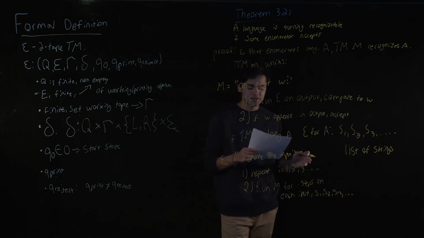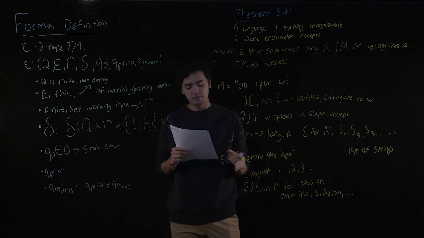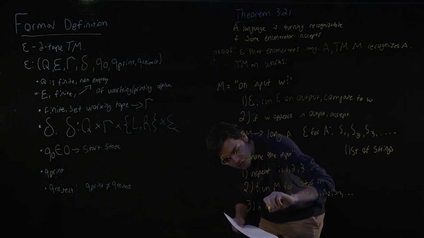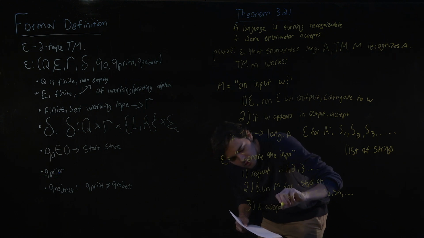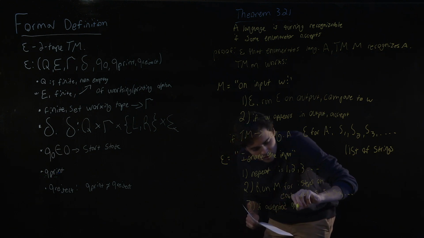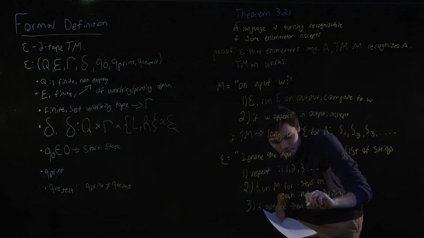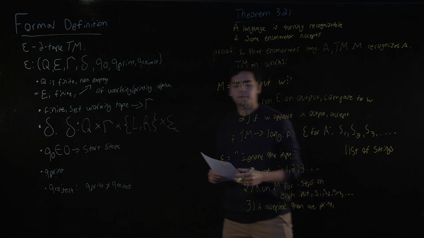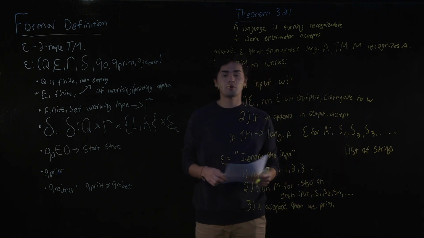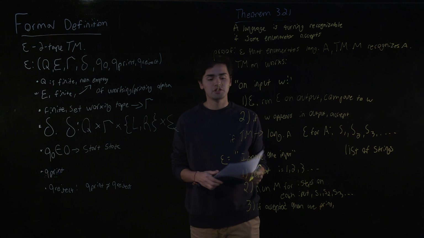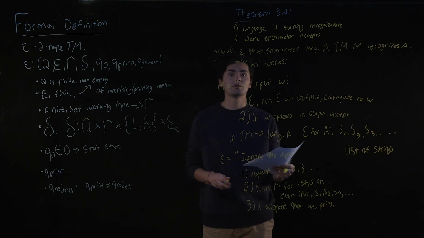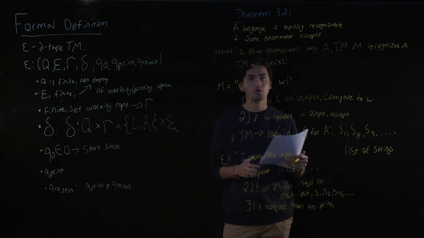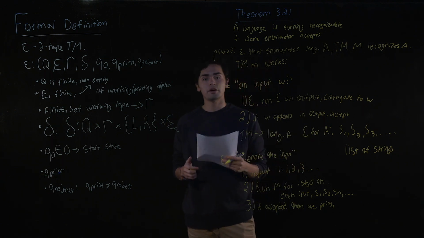Our third step is, if any computation accepts, print out the corresponding string. These are the requirements that have to be met for M on input W and E, if we are going to ignore the input, for the theorem that proves that a language is Turing recognizable if and only if some enumerator enumerates it.